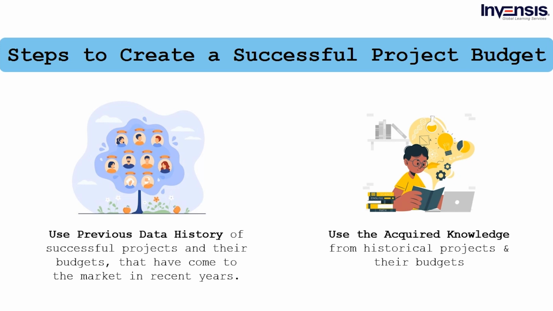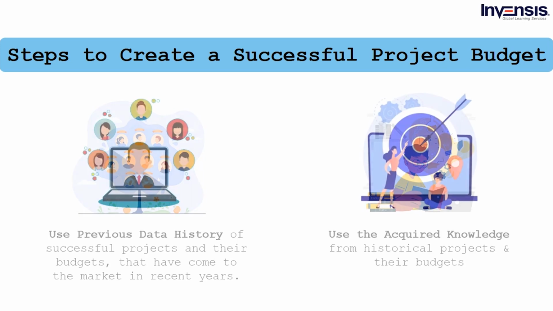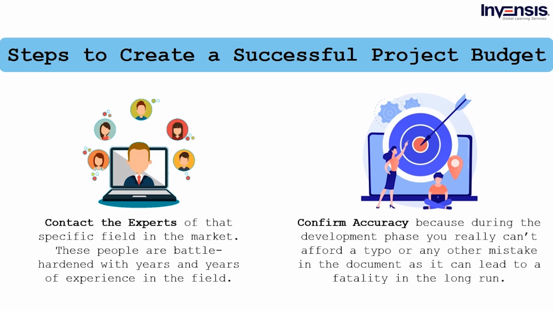The second step is to use the acquired knowledge. You can learn a lot from these past projects and their finances to help your cause. Why? Because they will inform you of their achievements and failures. This will also give you a very exact assessment of your budget and how you should change it in order to be successful.